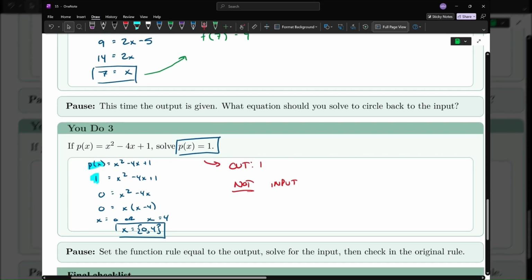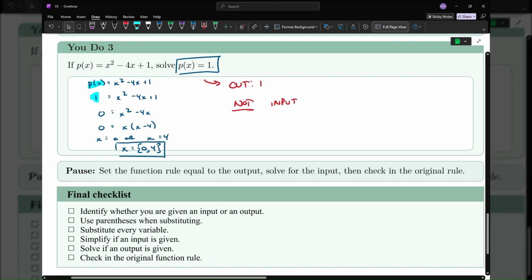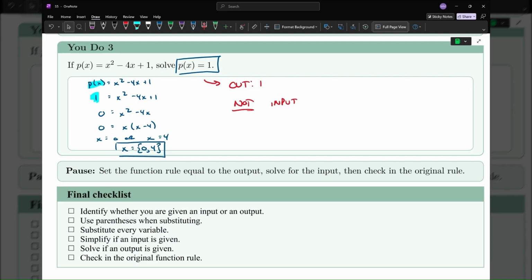Okay. So wrapping this one up, a little final checklist for you as you do function questions. So first, again, do you have an input? Do you have an output? Very different solution strategies. If it's an input, make sure you're using brackets, parentheses. Substitute for every position, right? So everywhere that input variable is, it's getting replaced with whatever your input is.